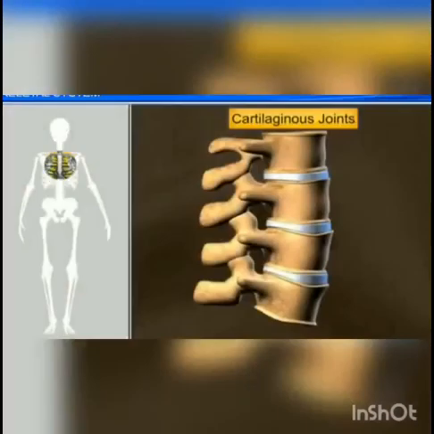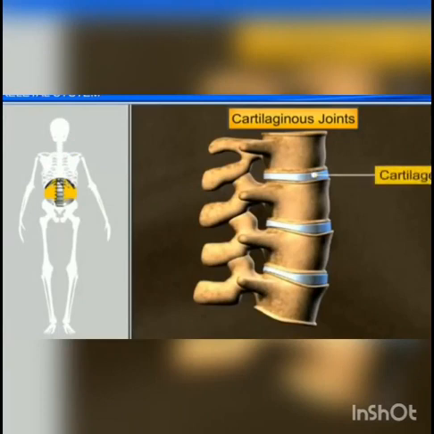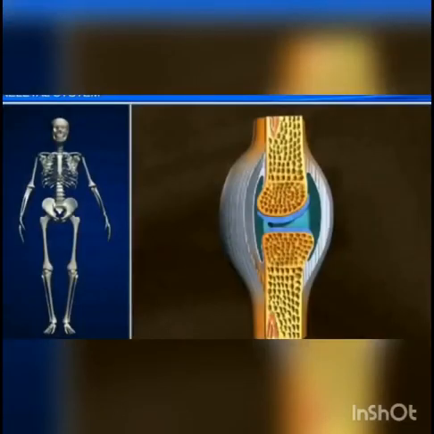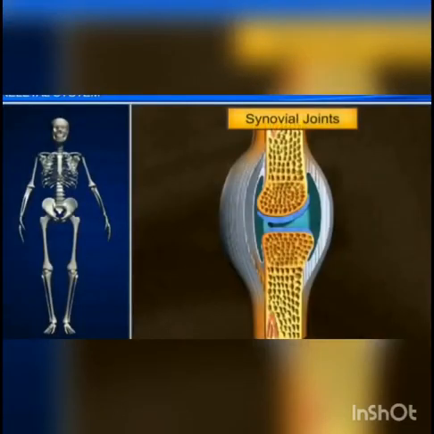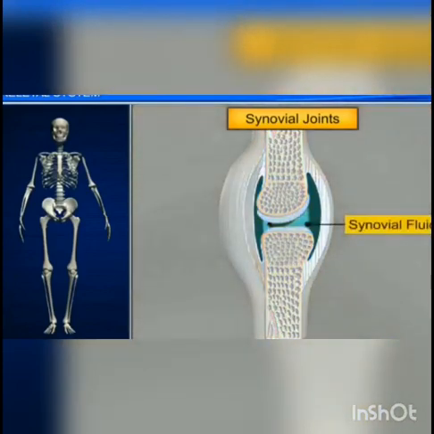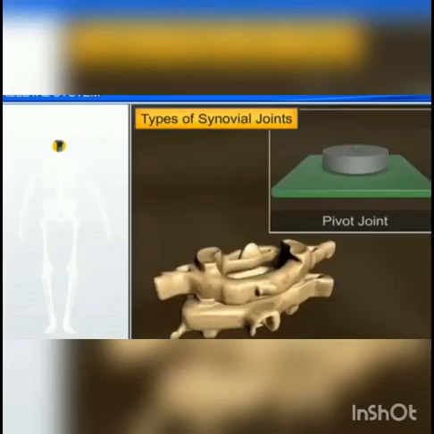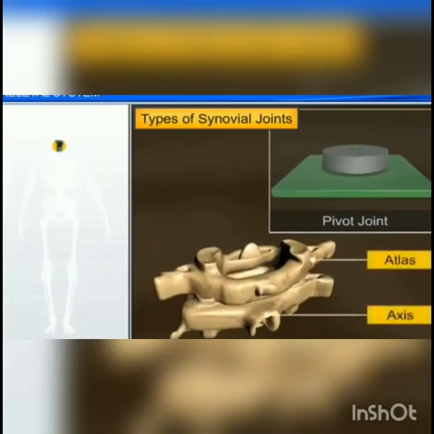Cartilaginous joints are slightly movable joints in which the joint surfaces are separated by a cartilage and only slight movement is possible. Example for this is adjacent vertebrae of the vertebral column. Third one is the synovial joints. These are freely movable joints. The articulating bones are separated by a cavity which is filled with a fluid called synovial fluid. Example for this is the pivot joint. This pivot joint is found between atlas and axis. Atlas and axis are the first and the second vertebrae of the vertebral column.